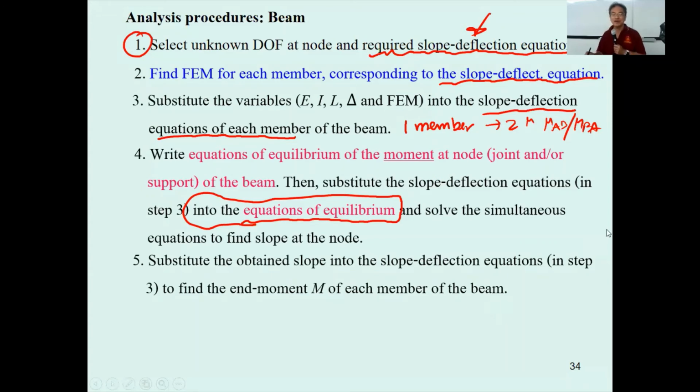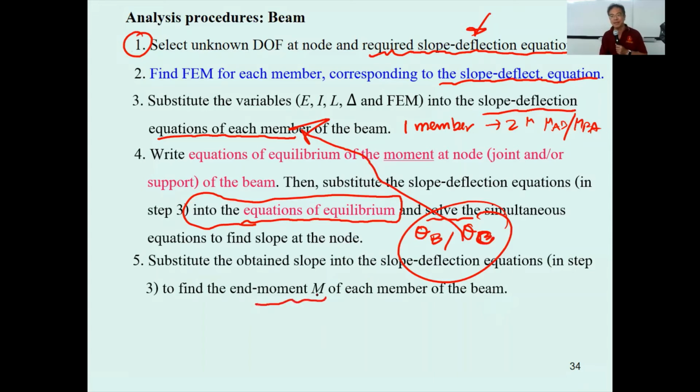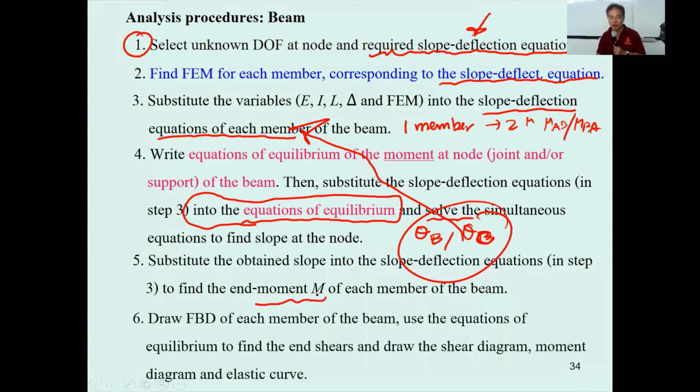After you solve this simultaneous equation, you will have the degrees of freedom. Then you put these degrees of freedom back into the equations, and you will get the end moments. From the end moments, draw the free body diagram, then draw the shear diagram, then the moment diagram, and then draw the elastic curve. Okay, now we finish our PowerPoint.